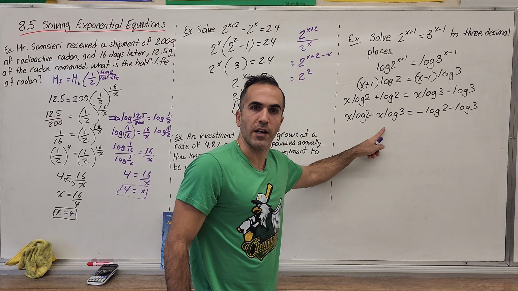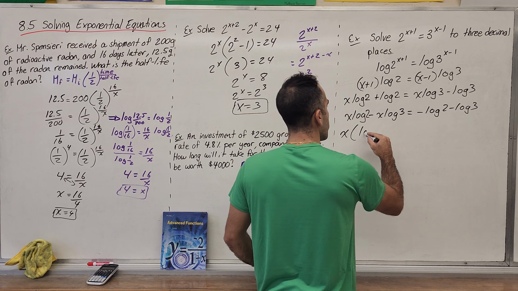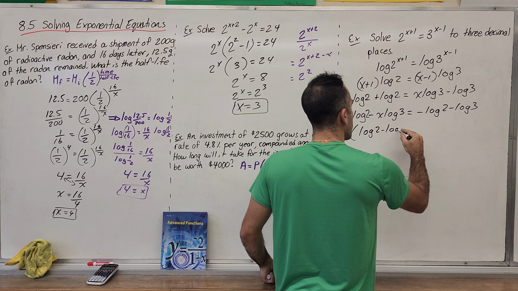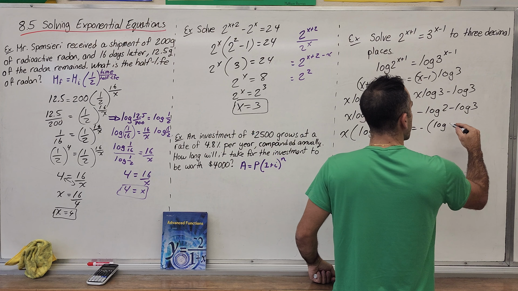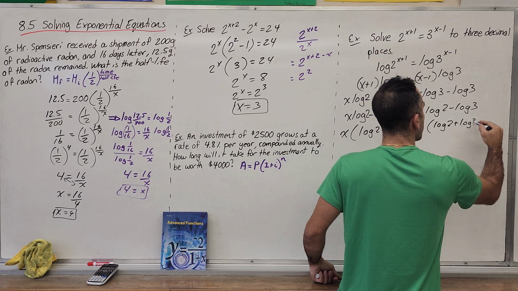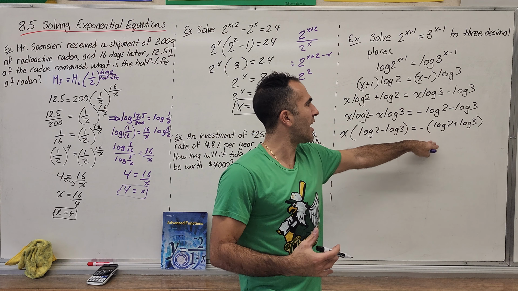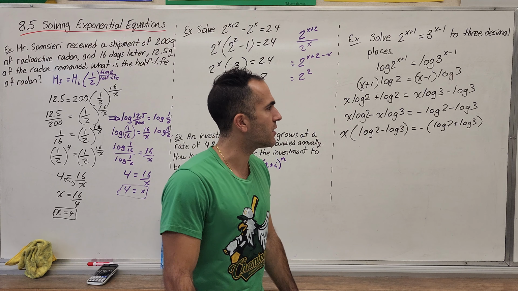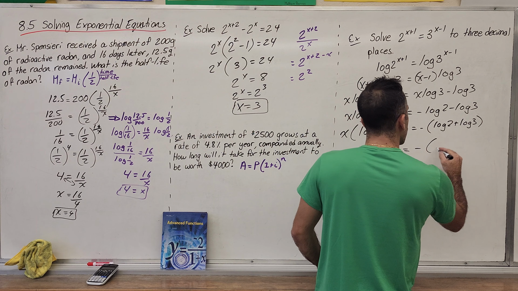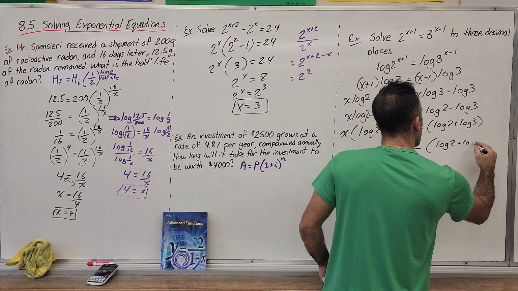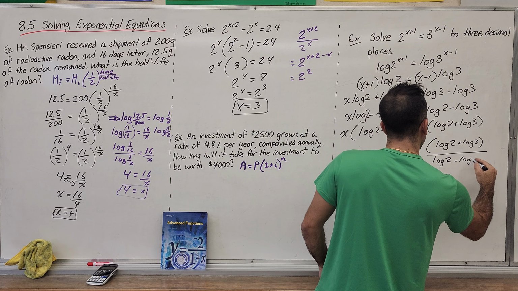Now I can factor out an x. And I can see that developing and isolating that x. So if I factor out an x over here, you know what, I'm going to factor out a negative over here too, because I don't like looking at too many negatives. Okay, I'm just factoring out that negative. In my experience, when I divide and I have fractions, errors occur if I don't do that. Now I can just get rid of this by dividing. So x equals negative log 2 plus log 3 over log 2 minus log 3.